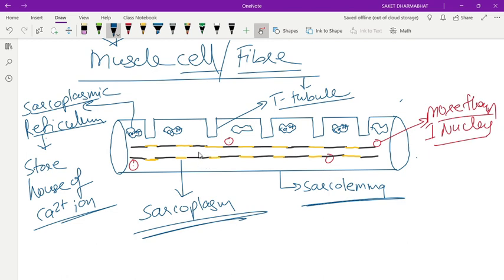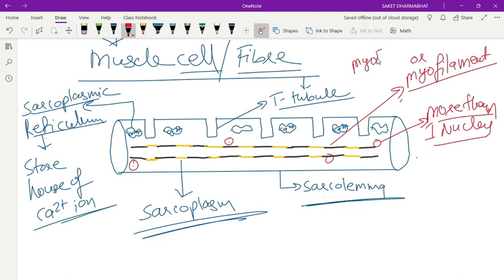They have alternate black color as well as yellow color. Because of this, the skeletal muscle will appear with a striated or striped appearance. These 2 filaments are called myo. The word myo is related to muscle: myofilament or myofibril.